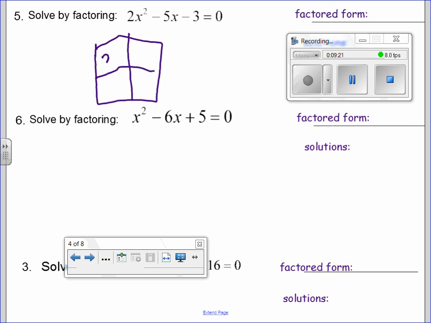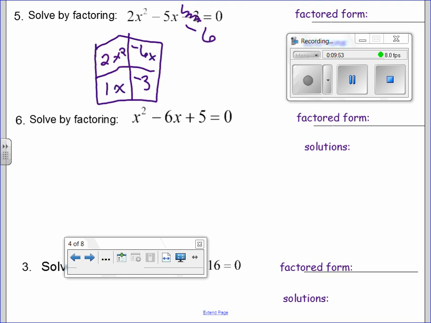2x squared in the upper left box. Negative 3 in the lower right box. Multiply together, get negative 6. And I lined it up before you guys got here, I promise I did. All right. What two numbers multiply to negative 6 that would add up to negative 5? 6 and 1, yep. We're going to make the 6 the negative and make the 1 a positive.